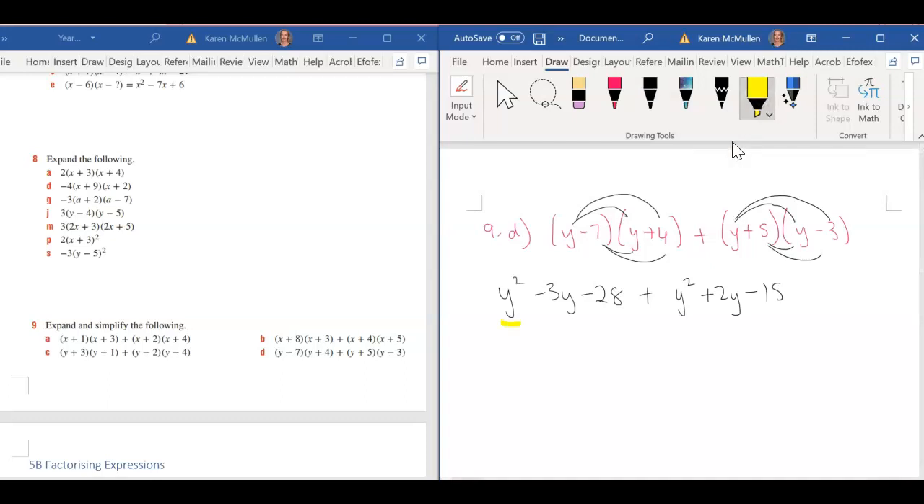All right, so we've got some like terms here. So we've got our y squareds. How many have we got? We've got 2. We've now got negative 3y plus 2y, so that's just minus 1y. And then we've got negative 28 minus 15, so negative 43. Okay, so just doing them both separately and then bringing your like terms together.